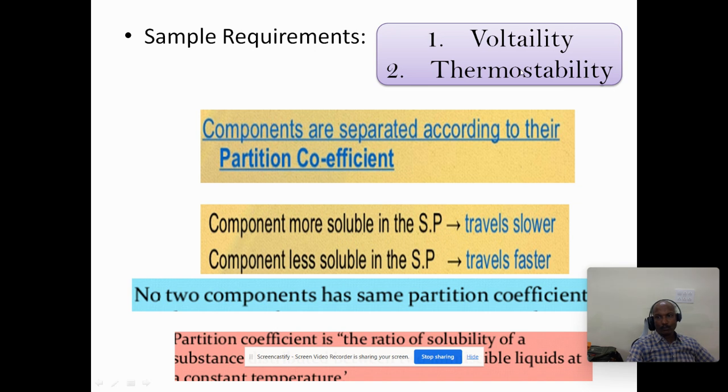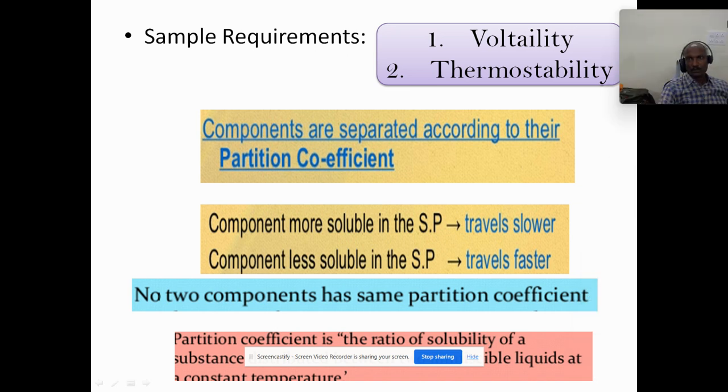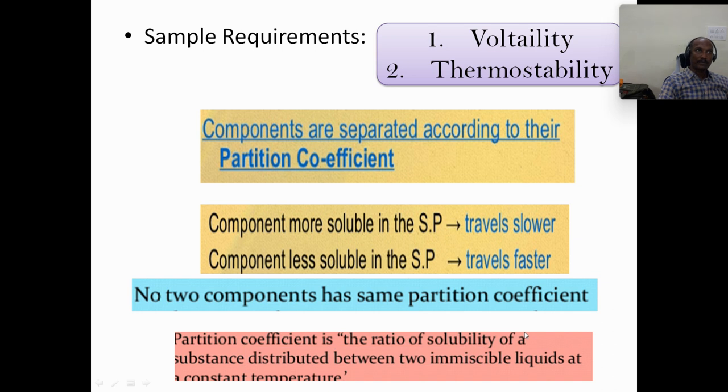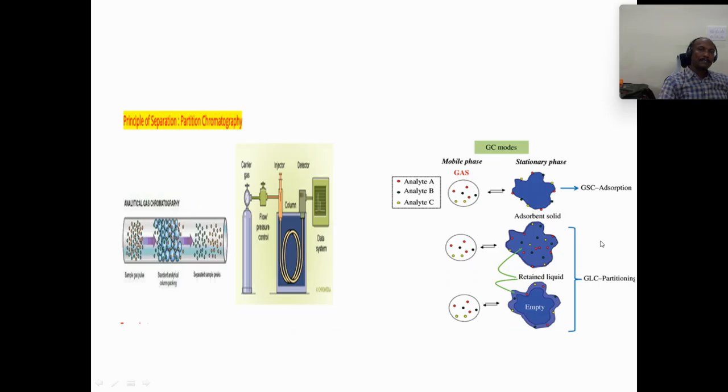I will say one more point. Why are we giving so much importance to the partition coefficient? What is the partition coefficient? The partition coefficient is the ratio of solubility of a substance distributed between two immiscible liquids at a constant temperature. Next, the major principle involved here is that the separation in this technique is by partition chromatography.